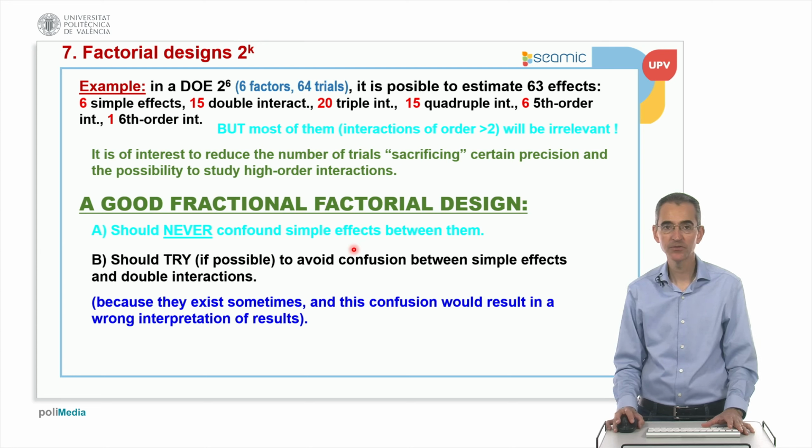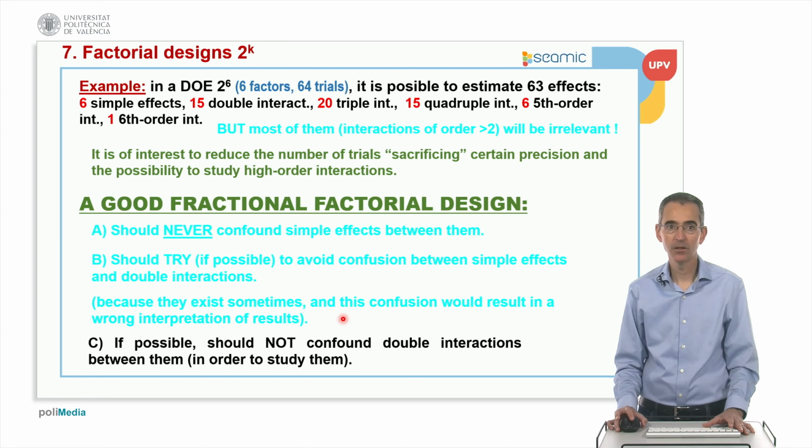If possible, a good fractional factorial design should try to avoid confusion between simple effects and double interactions, because sometimes we may have significant double interactions. They exist sometimes, and this confusion would result in a wrong interpretation of the results. And also, if possible, a good design should not confound double interactions between them, because they appear sometimes, although in some cases this condition cannot be accomplished.